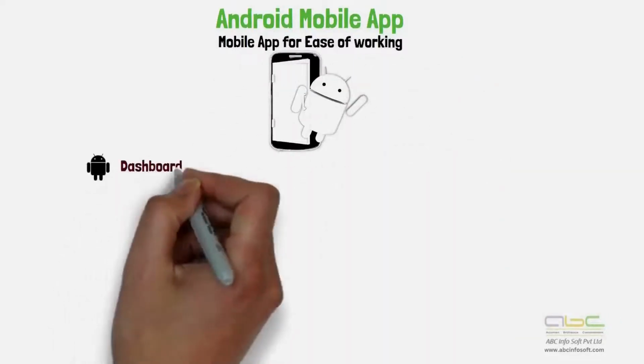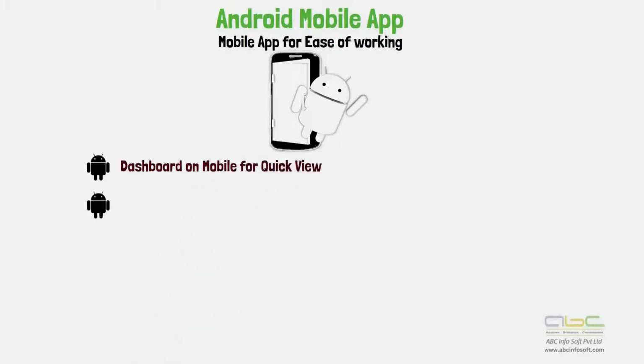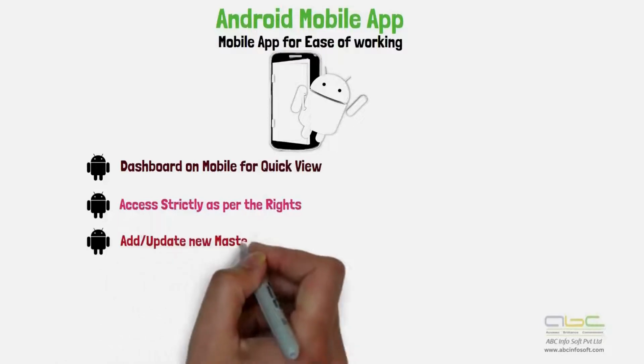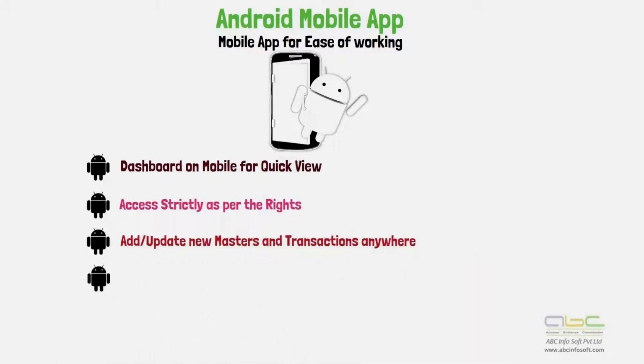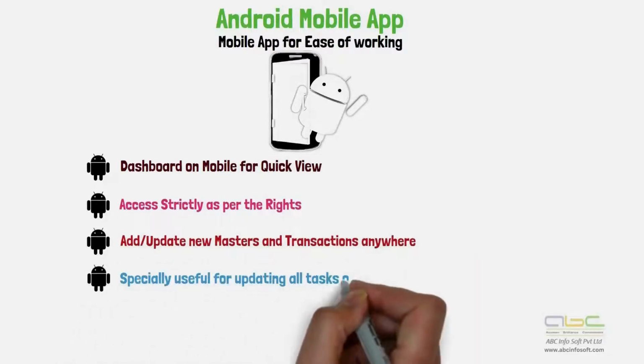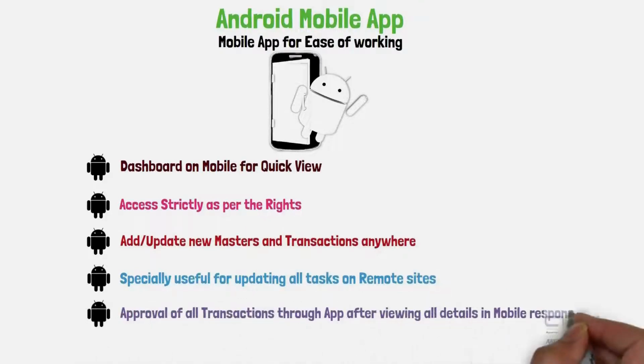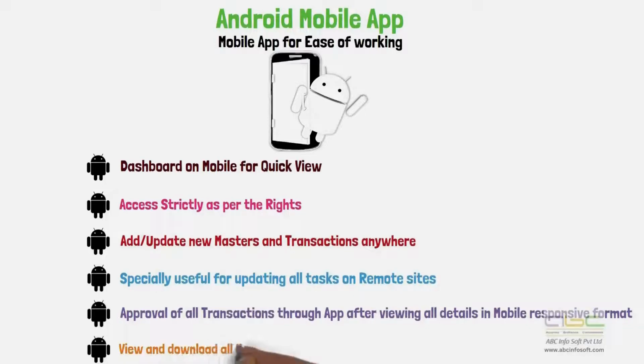Highlights. Dashboard on mobile for quick view. Access strictly as per the rights. Add, update new masters and transactions anywhere. Specially useful for updating all tasks on remote sites. Approval of all transactions through app after viewing all details in mobile responsive format. View and download all major reports and MIS data for ready reference.